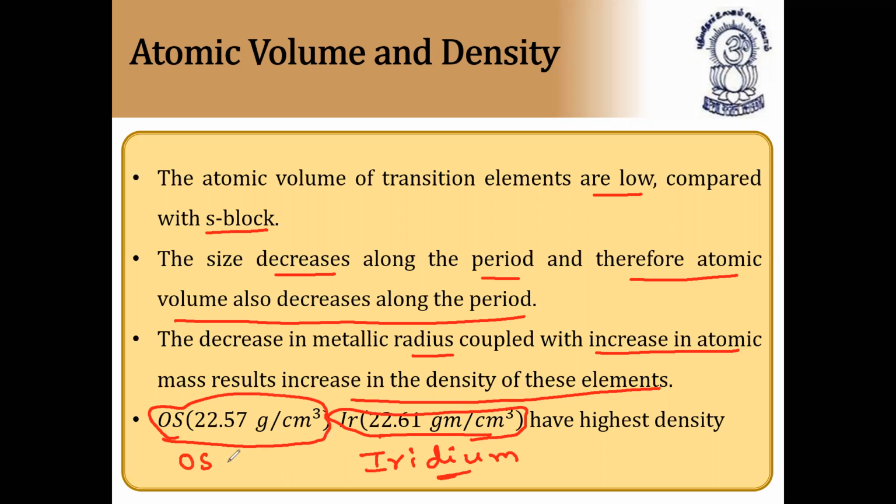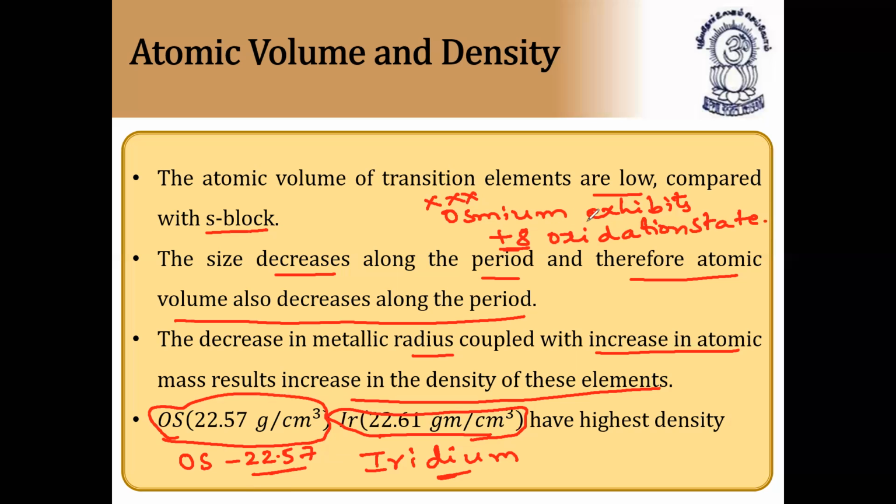And one more important thing I want to tell you: osmium has density 22.57, and the highest density is osmium and iridium. But osmium even exhibits the +8 oxidation state. The only element which exhibits the +8 oxidation state is osmium. It exhibits the +8 oxidation state also, very, very important. Iridium is also the same way. Iridium and osmium can exhibit the highest oxidation states, that is +8 also.